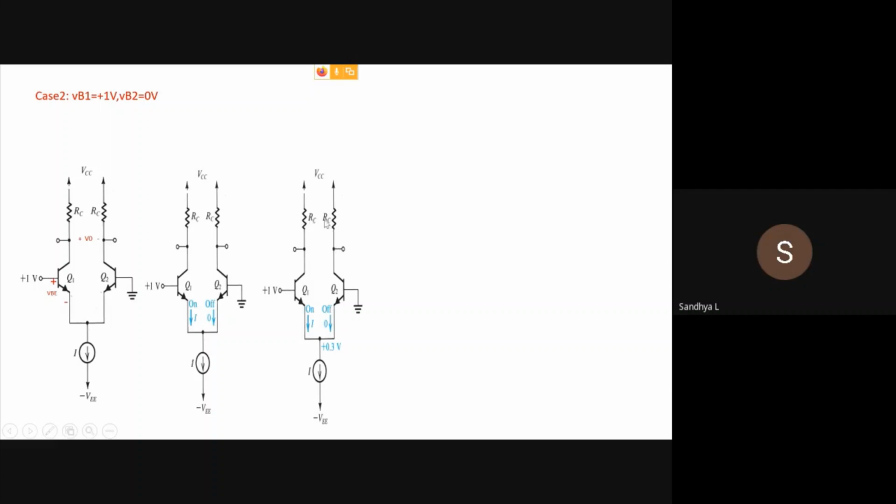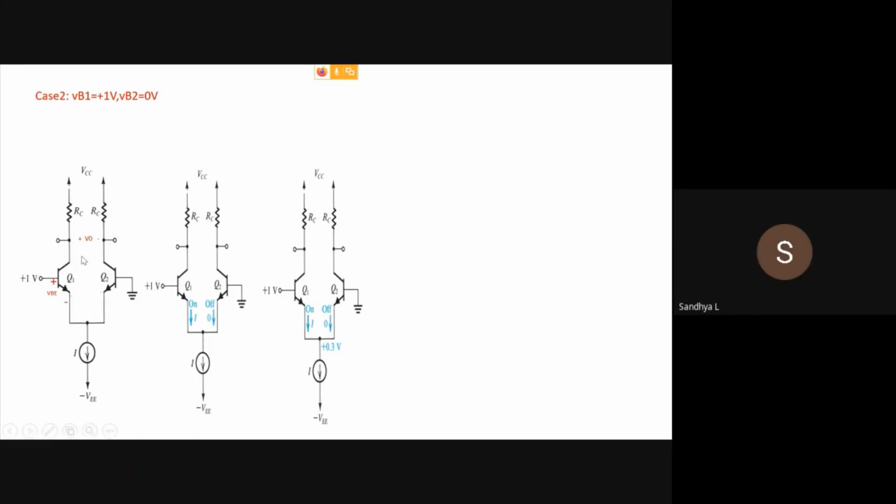And VC2 is VCC minus 0. Why 0? Because I is 0. So VCC minus alpha I into RC, I is 0. So VCC minus 0. Here you have VCC. Here you have VCC minus alpha I into RC.